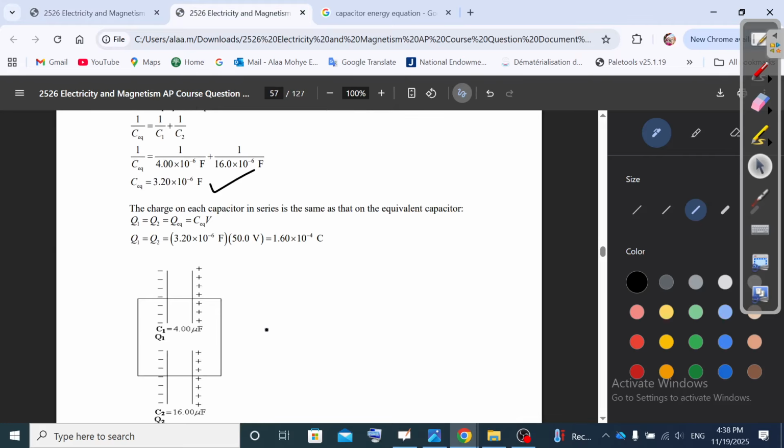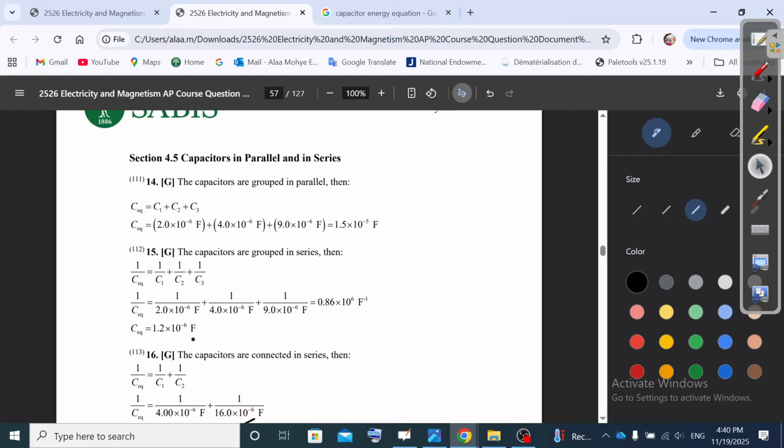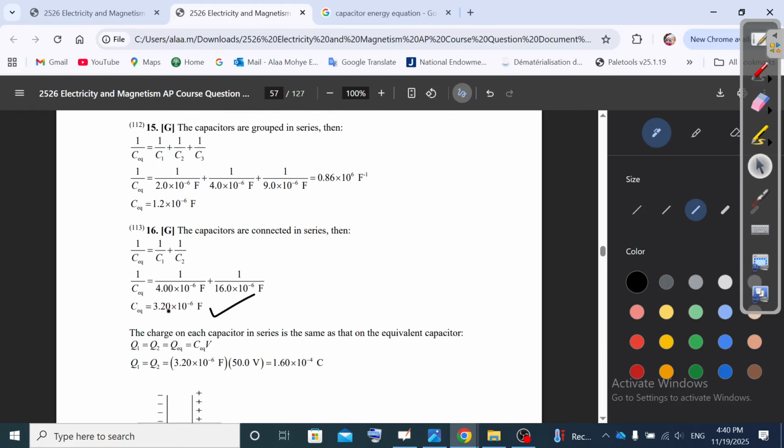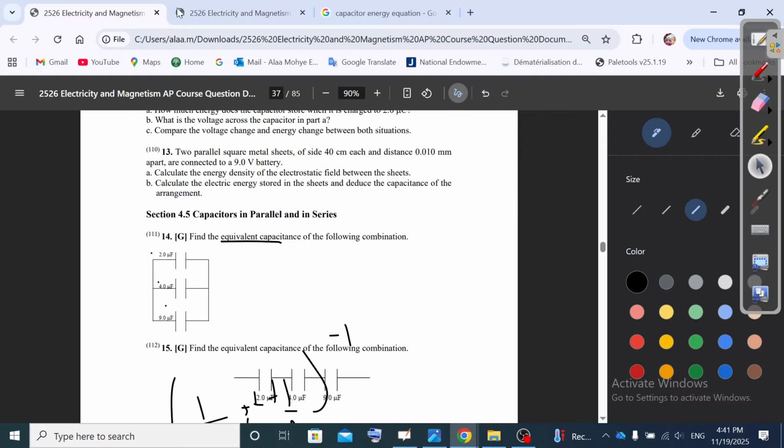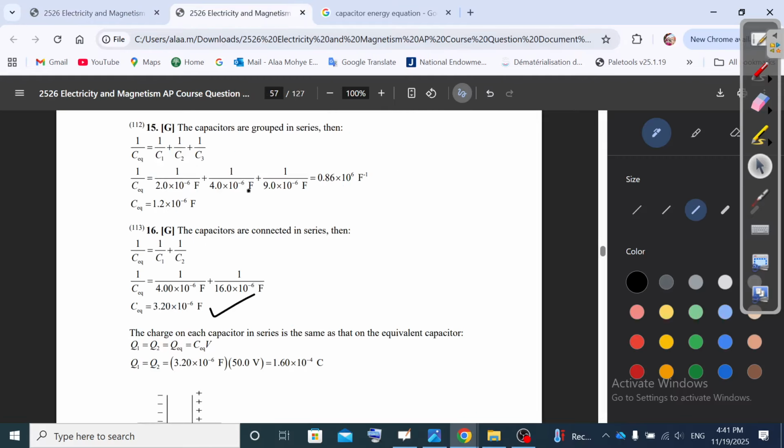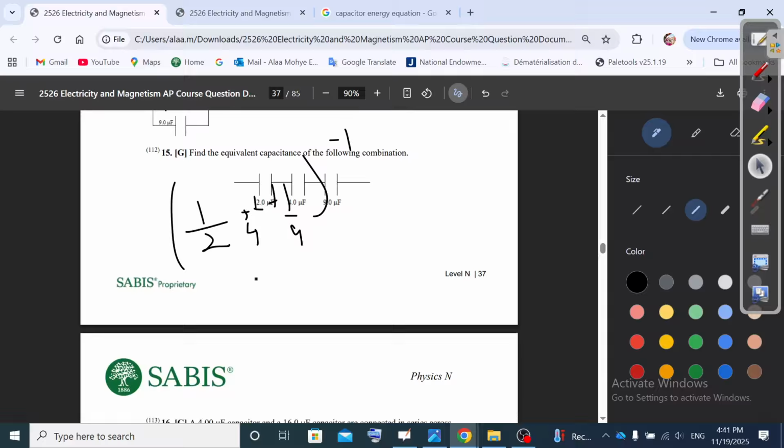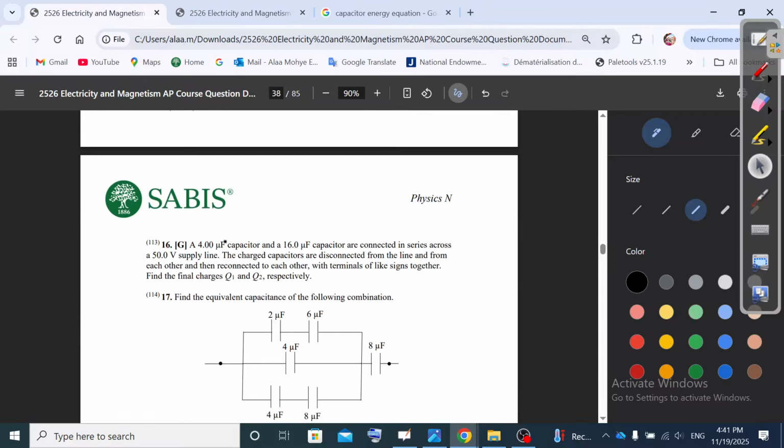Okay, just a second. I was really confused because I saw 3.2 here and I was like, what? Then I realized I skipped the solution, so it was actually question 15. But for question 16, I was just really confused. They're telling you that two capacitors were connected in series across a source. Then the capacitors were disconnected and connected with the like terminals together, which basically means they were connected in parallel.